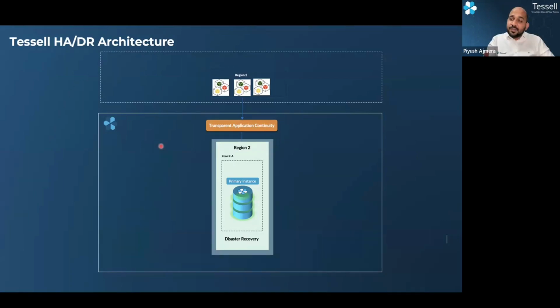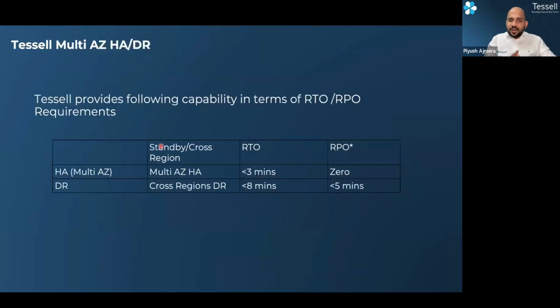Yeah. And it is not just true for Oracle. We use database native tools for all. For MS SQL, we use distributed and always-on availability groups. For Postgres, we use Patroni. For MySQL, we use InnoDB clustering. So yeah, we use the most tried, tested, and stable tools in the market to ensure data consistency, because data is the king, right? For Tessell, for a multi-AZ HA/DR, we have an RTO of less than 3 minutes and zero RPO. For a cross-region DR, we have an RTO of less than 8 minutes and less than 5 minutes of RPO.